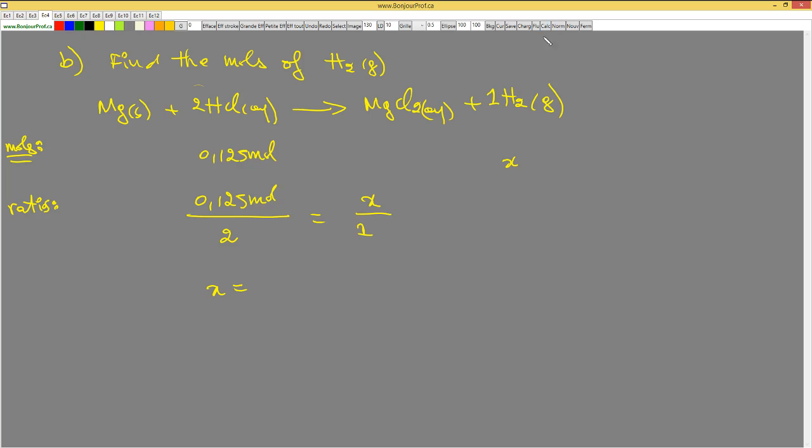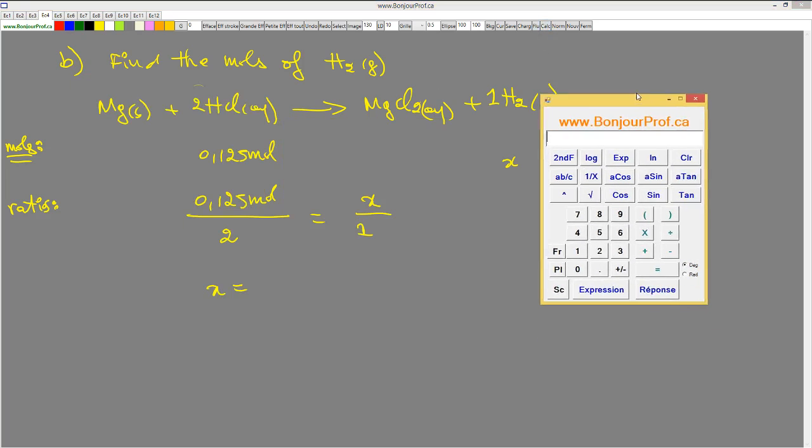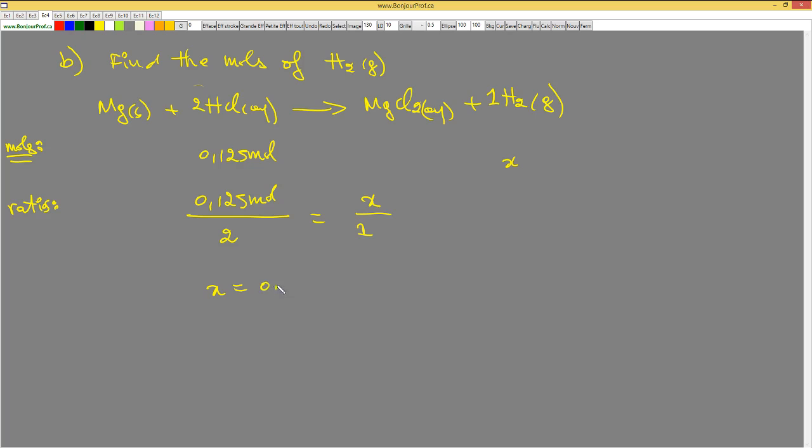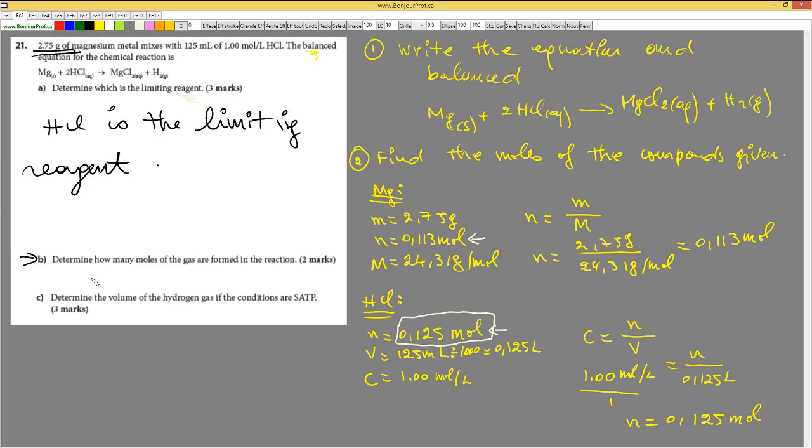0.125 divided by 2. So I'm going to put 0.125 divided by 2. It will give me 0.0625 moles of H2 gas. This is what we'll write. So this is it. I answered the question: what is the number of moles?